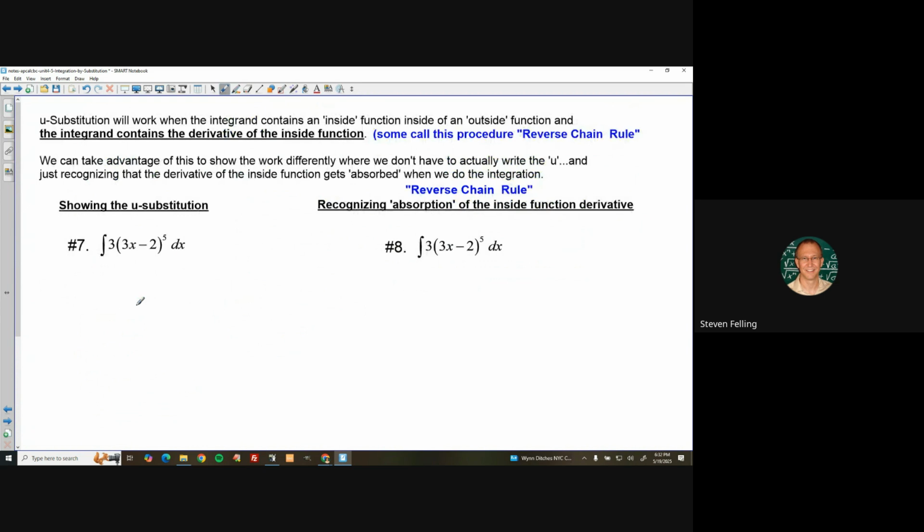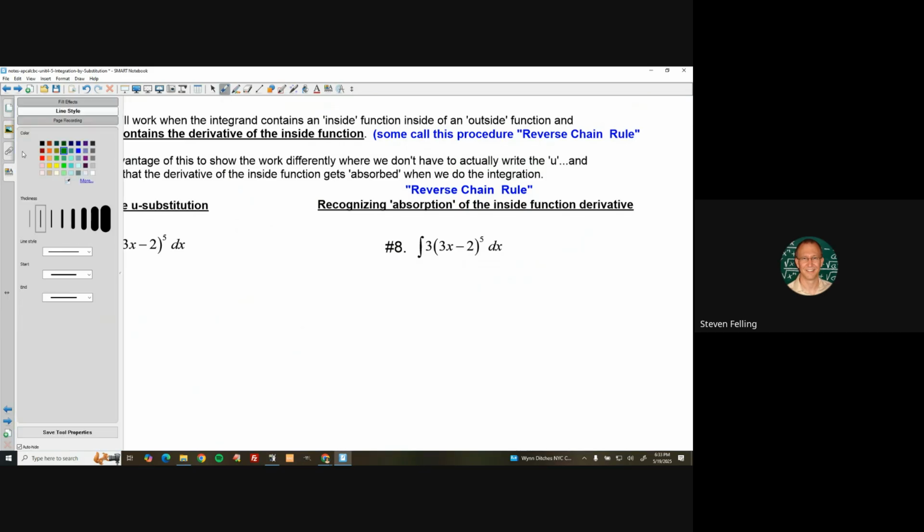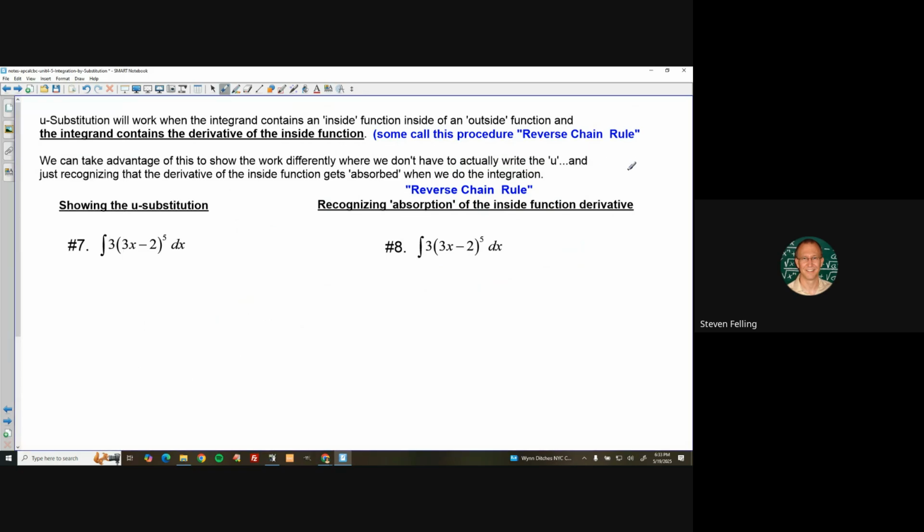Because that's true, some people call this whole procedure kind of the reverse chain rule, because we're sort of undoing that derivative on the inside, right? There's always going to be the inside function, and the derivative of the inside function is going to be somewhere else in the integrand. We can actually take advantage of that and do less writing. So what I've been showing, where we are writing the toolkit, is the formal way to show u substitution, and that's always allowed. You can definitely always do that.